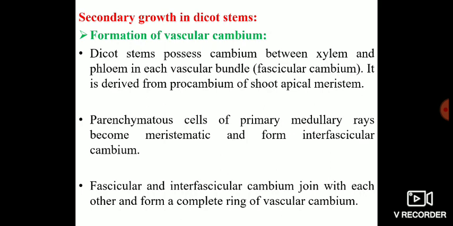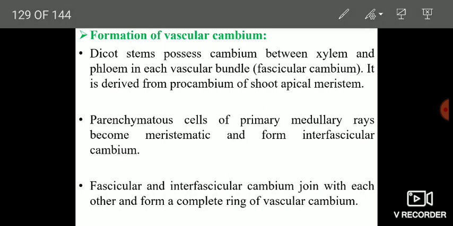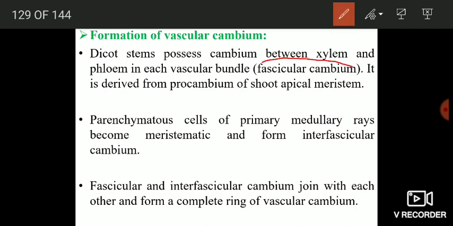In dicot stems, secondary growth can be studied under the following subheadings. The first one is formation of vascular cambium. Dicot stems possess cambium between xylem and phloem in each vascular bundle. I have already told you, that cambium is known as vascular cambium. It is derived from procambium of shoot apical meristem. जो vascular cambium होता है ये shoot apical meristem के procambium से बनता है.